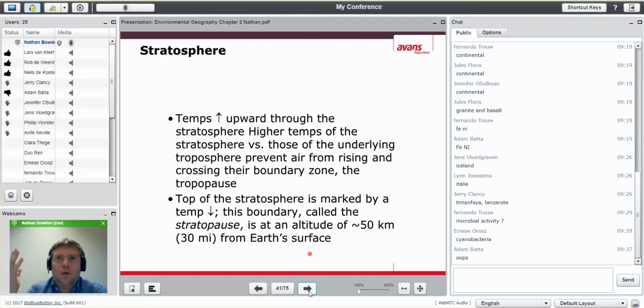Just like if you've jumped into a lake, the top layer of a lake is very warm, and your toes feel very cool, it's because of the temperature differences. And this is the same difference between the stratosphere and the troposphere. It's called the tropopause. The top of the stratosphere is marked by a decrease, and this is called the stratopause, and that is about 50 kilometers from the Earth's surface.